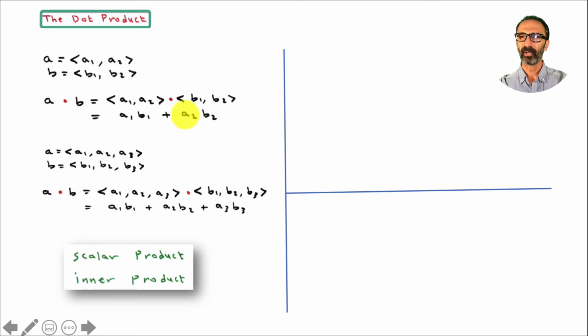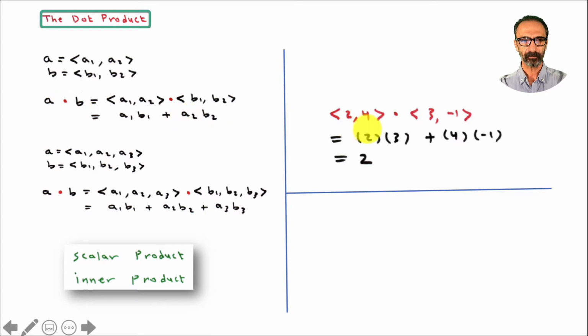Let's practice with numbers. This is my A, this is my B. This is my A1 and this is my A2, B1 and B2. 2 times 3, 4 times -1. Do the math and the answer is 2.